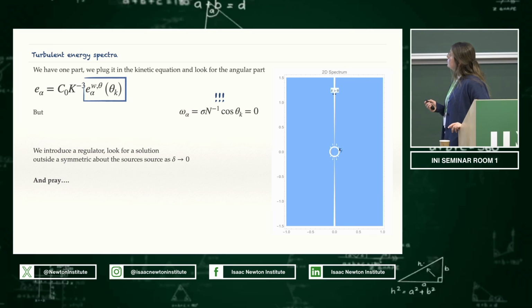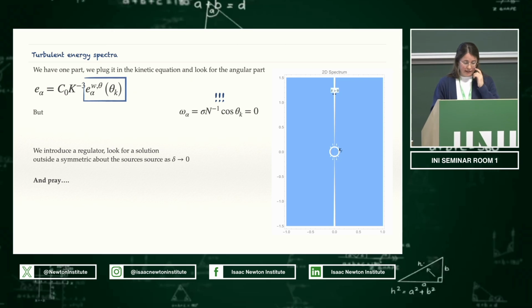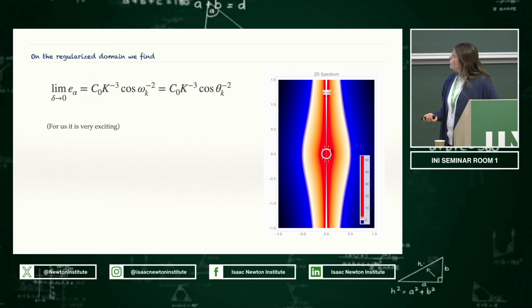So what I do is I take away an angular section of width delta around pi/2, which is exactly where the dispersion relation goes to 0 and where my equations should not hold. And so I introduce this regulator, and now I'm going to try to take delta to 0 and pray that it will work.